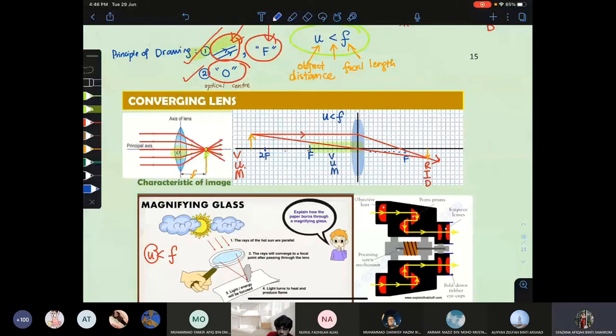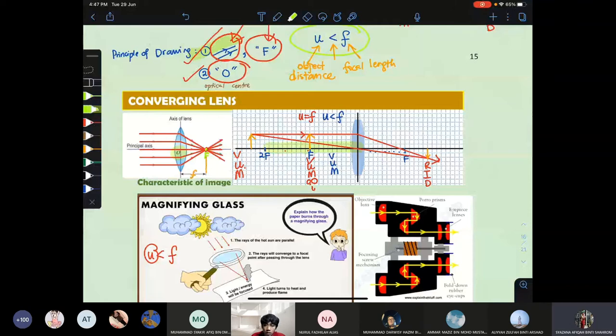Okay, now, if the object is really on top of F dekat sini, what is the characteristic of image? Kalau sini, U is equal to F. So what is the characteristic of image? So virtual, still upright, masih lagi magnified, but the object is at infinity. So boom, booming.